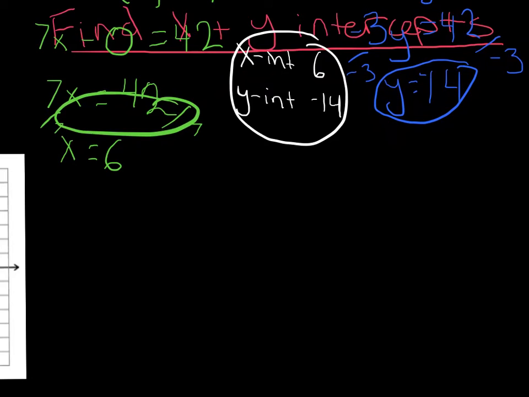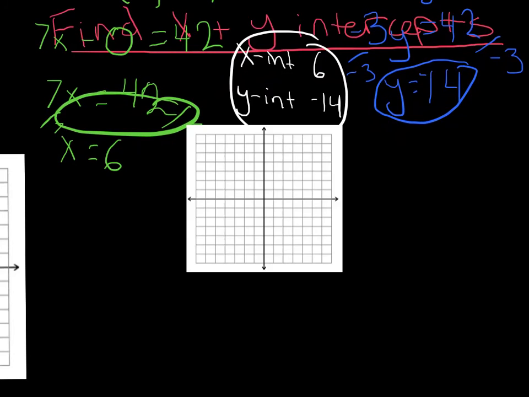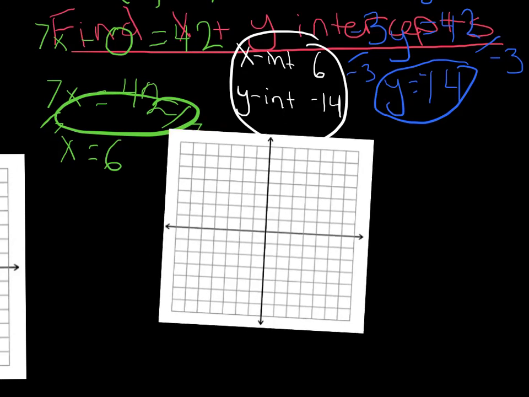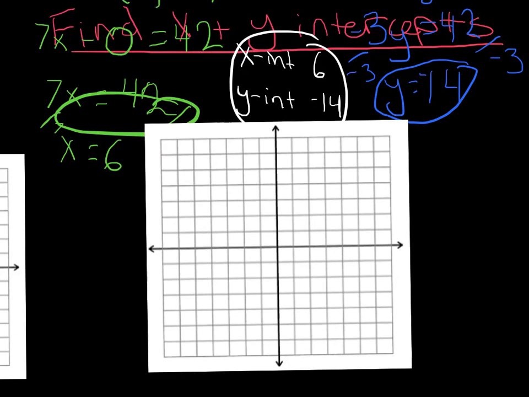if we look at our graph again, we know that x-intercept is 6, so it crosses the x-axis at 6. We're going to count by 2's here. And we know our y-intercept is negative 14. And then we can find our line.